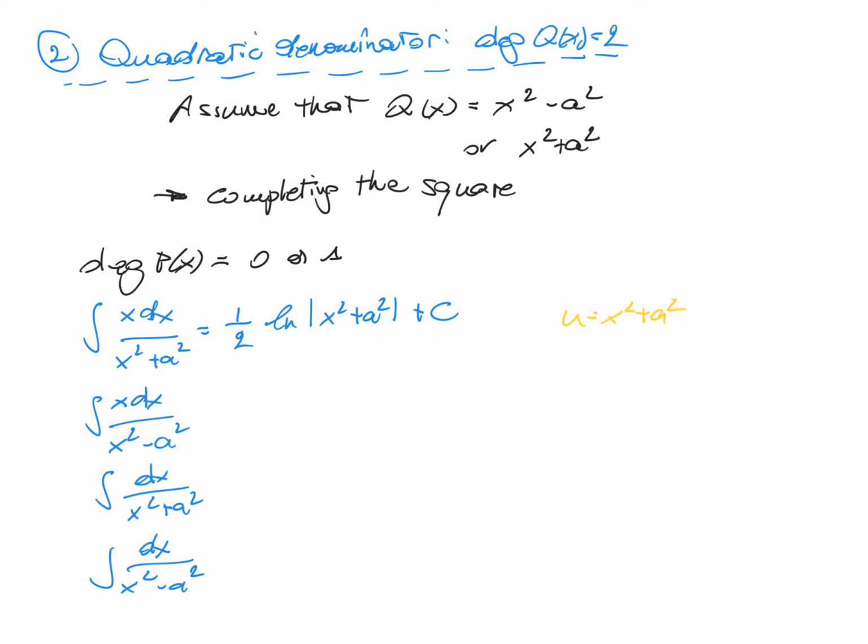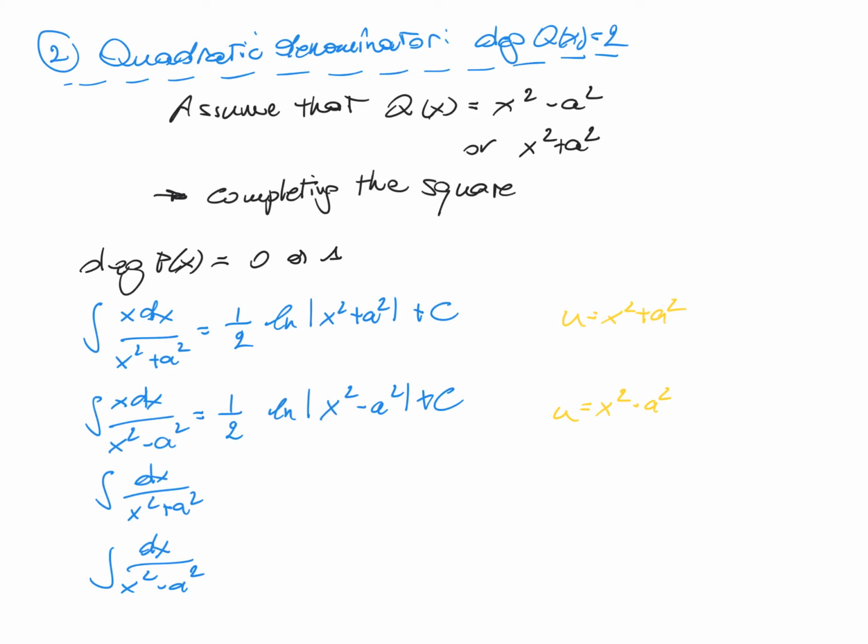The second case is very similar. You set u is x squared minus a squared as substitution, and then the solution becomes 1/2 times the logarithm of x squared minus a squared plus a constant.